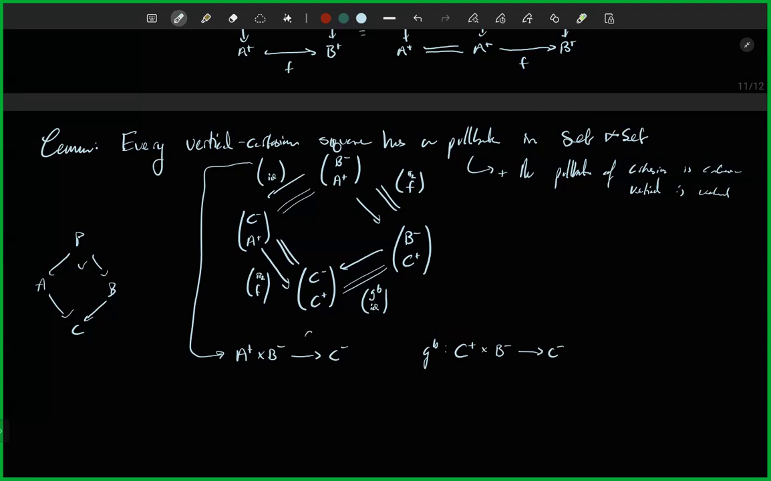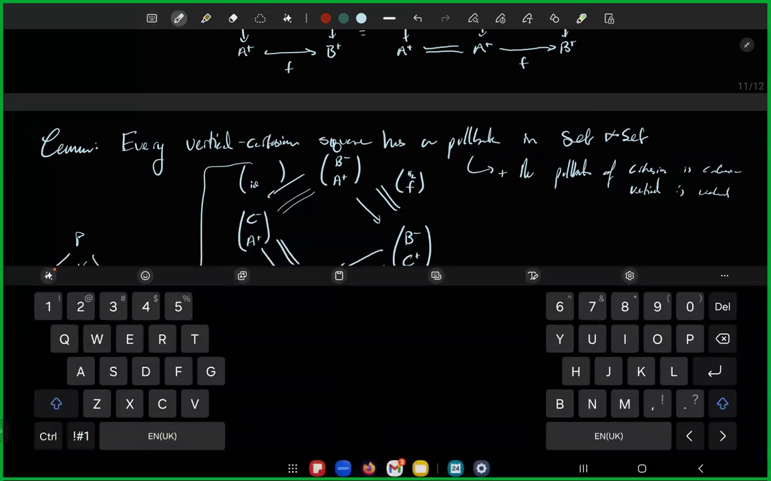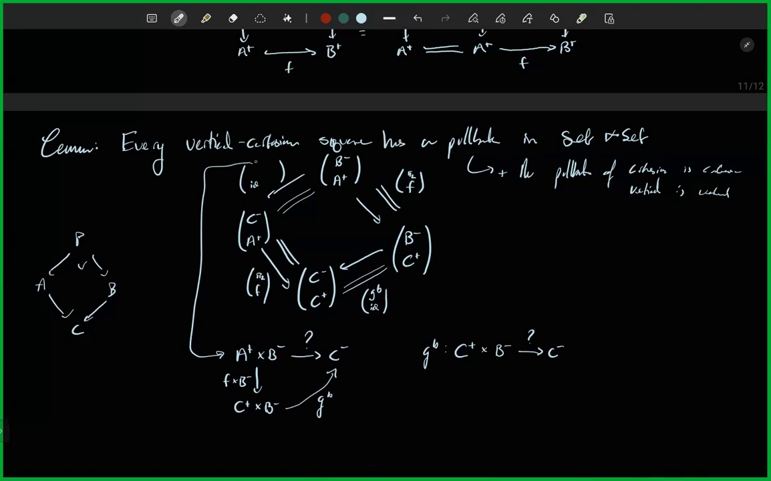And so it's not clear, we don't have exactly the right thing, but remember, we do have a map from A plus to C plus already, namely F. So we do F times B minus. And then down here, we now can do G flat. So up here, we actually put G flat after F times B minus.